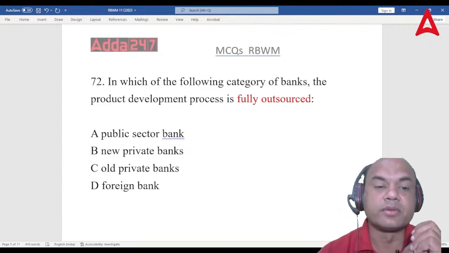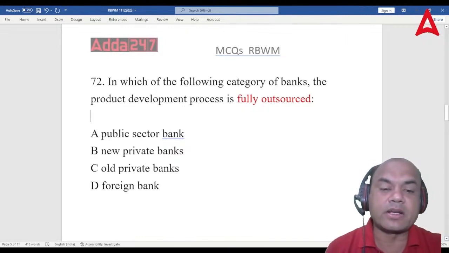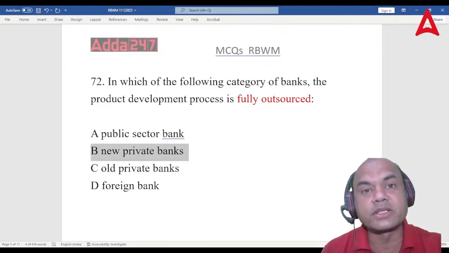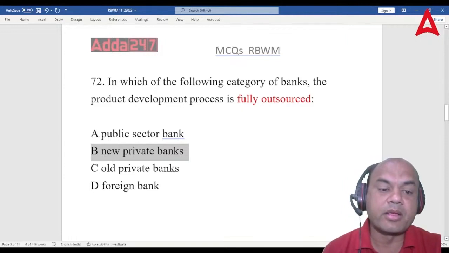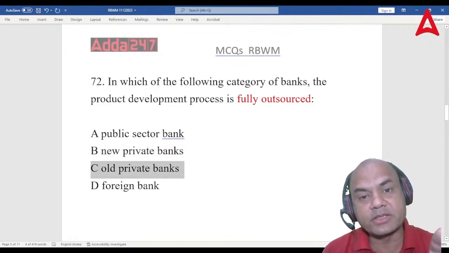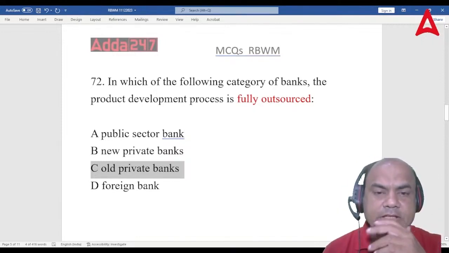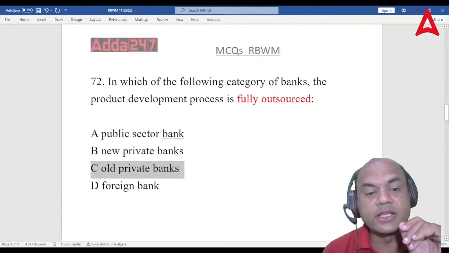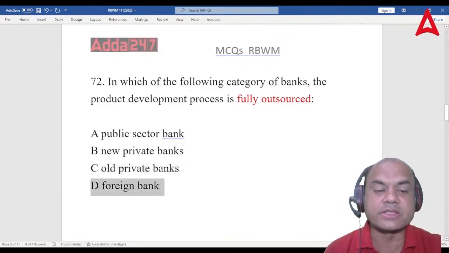So, fully outsourced in which bank? New private sector banks means HDFC Bank, ICICI Bank, which came into existence after 1991, the Narasimham Committee. Old private sector banks means those banks that were existing earlier, like Karnataka Bank, Karur Vysya. These banks existed long back. And the last one is foreign banks, like Citibank, HSBC.